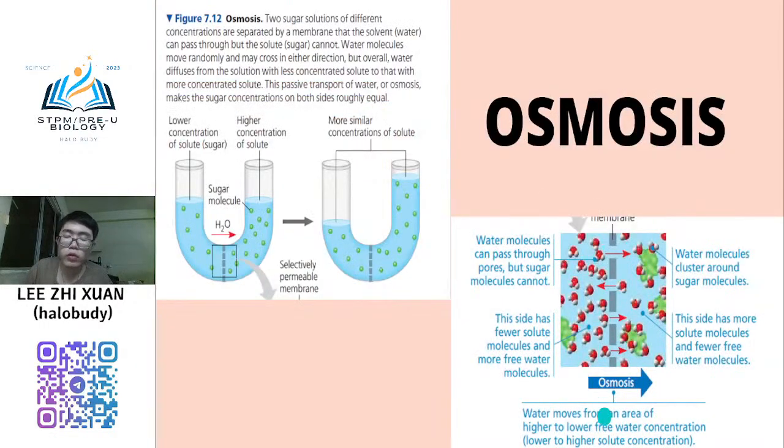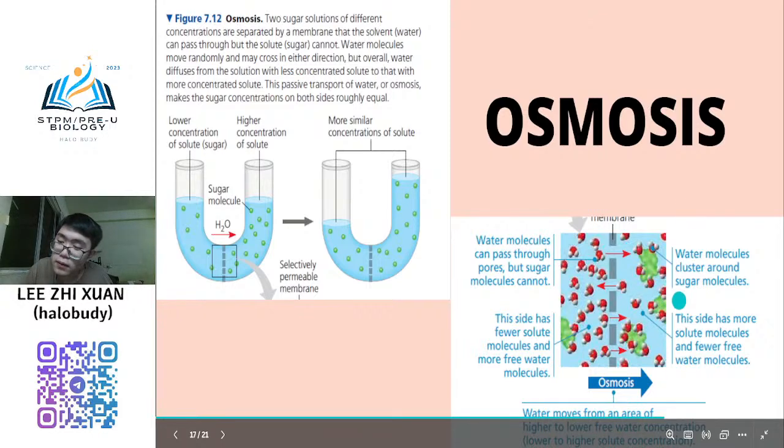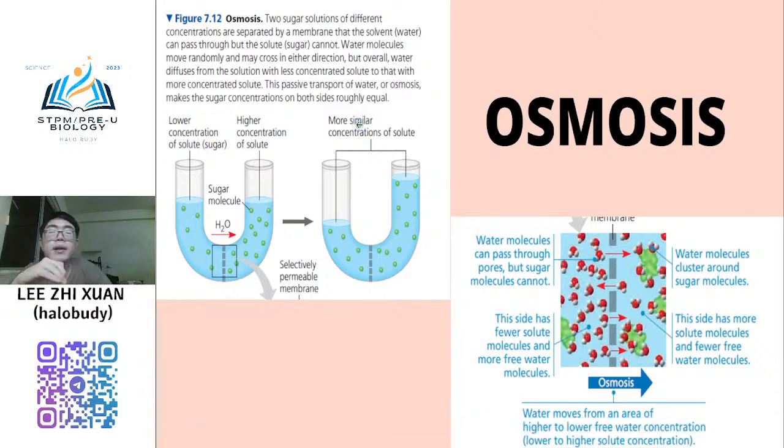Okay, next we go to osmosis. Osmosis is actually one type of simple diffusion, but it is specific for water molecules only. When we have the movement of water molecules across different concentrations, we use the term osmosis. The definition is the same as simple diffusion, but it involves water. So the water molecule will diffuse from high water concentration to low water concentration.